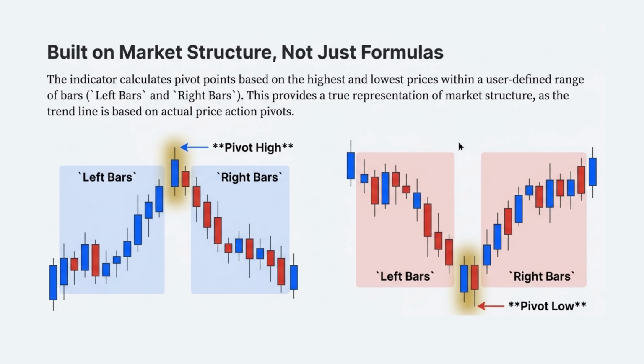So if you set left bars and right bars to 10, the indicator will only mark a pivot if that candle is the highest high or lowest low across a 21 candle window, 10 candles before it, 10 candles after it, plus the pivot candle itself. Bigger values mean fewer pivots and smoother signals. Smaller values mean more pivots and faster signals.